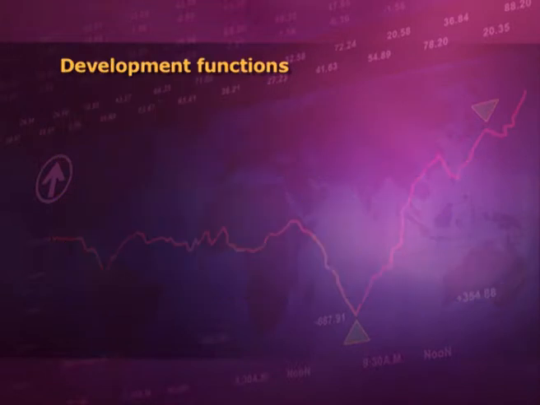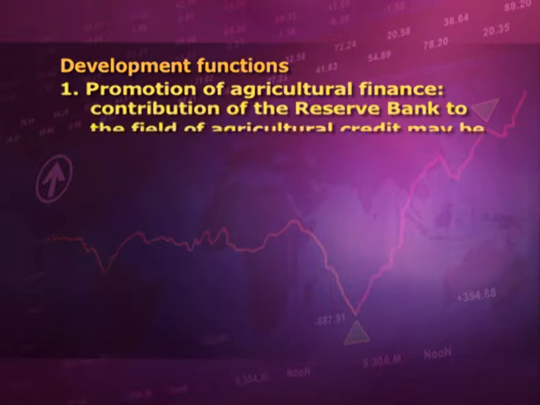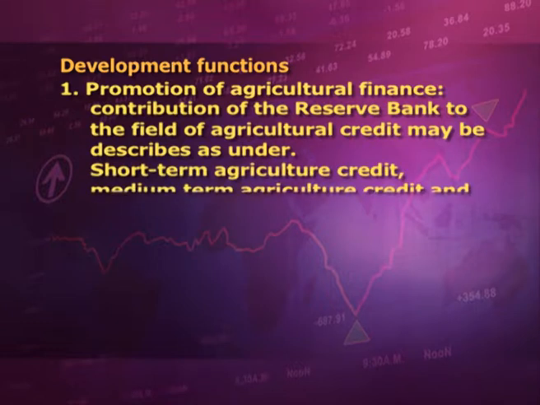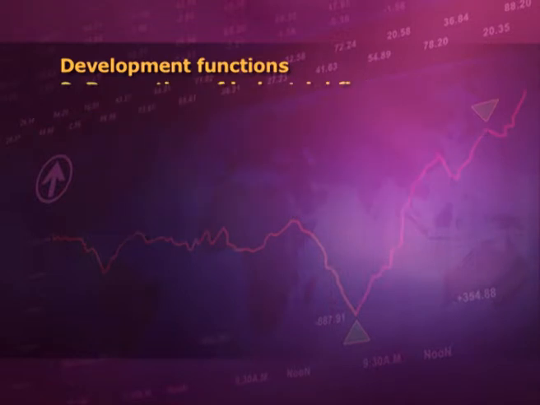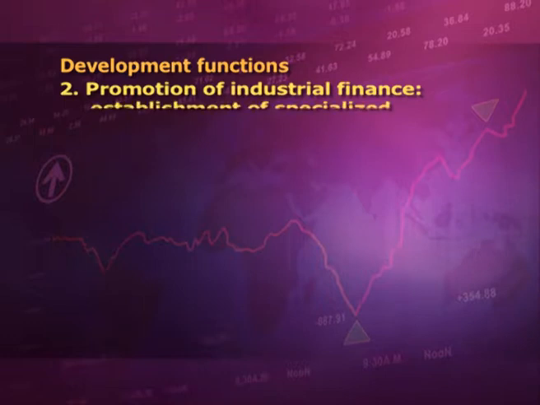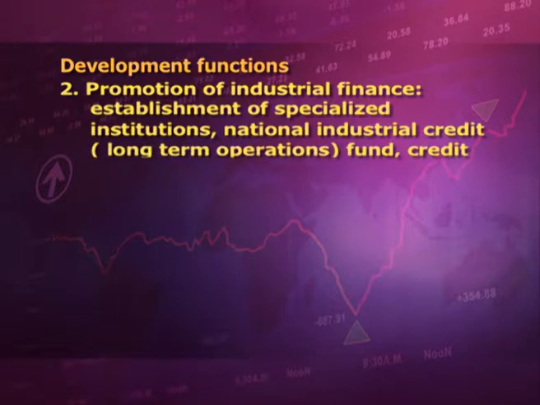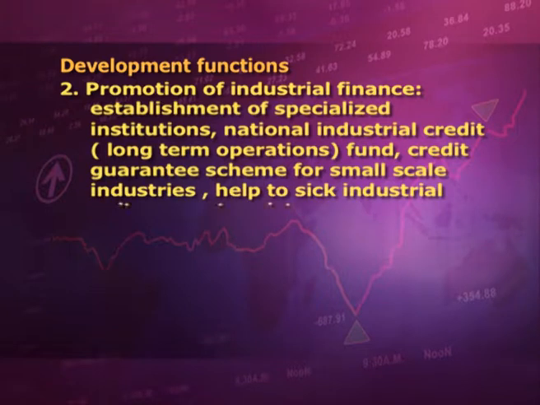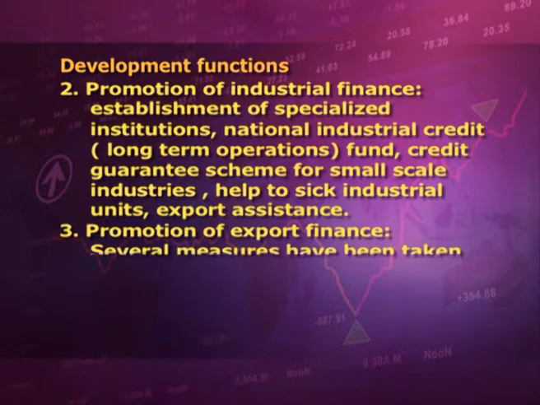Development functions of the Reserve Bank are: promotion of agriculture finance. The contribution of the Reserve Bank to the field of agricultural credit may be described as short-term agriculture credit, medium-term agriculture credit and purchase of shares of the cooperative sugar mills. Second is promotion of industrial finance. This includes establishment of specialized institutions like National Industrial Credit long-term operations fund, credit guarantee scheme for small scale industries, help to sick industrial units, export assistance, etc.